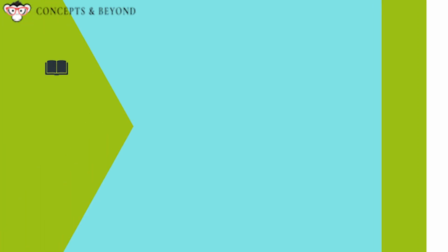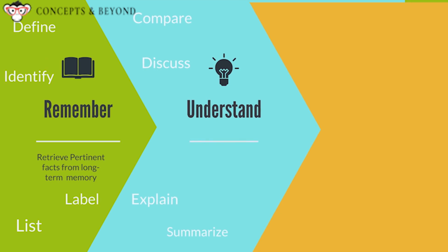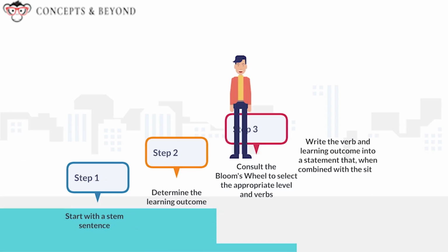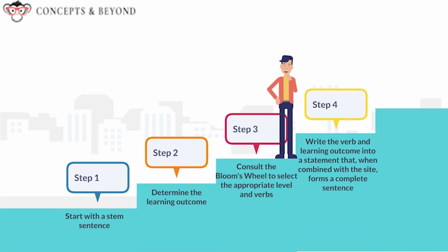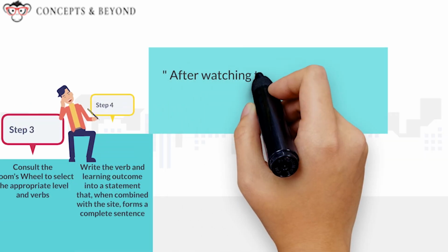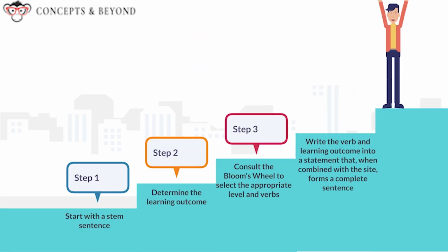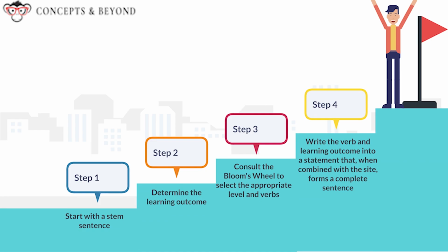This takes me to the lower order part of the wheel to just pick a word. Although this video is introductory level on the Bloom's taxonomy, I would also like my learners to apply their learning, which takes me to the next level, which is the application level. And I will choose the verb classify, which I now can be sure that my viewers can not only understand, but also apply their learning. Number 4, write and complete your statement. The learning objective will then become, after watching this video, my viewers should be able to classify the 6 domains of Bloom's taxonomy. We now have an audience-centered, measurable learning objective, and that's the why of this YouTube video.